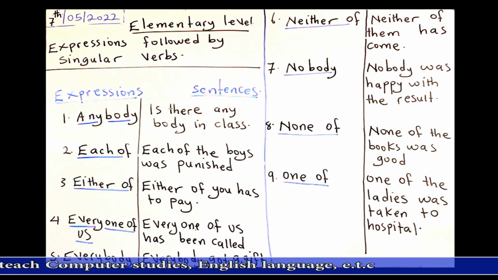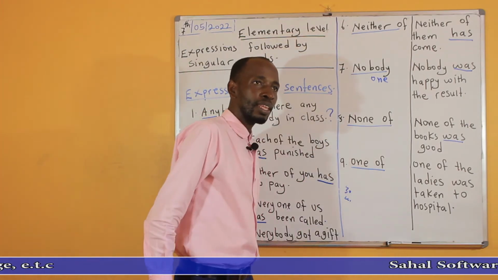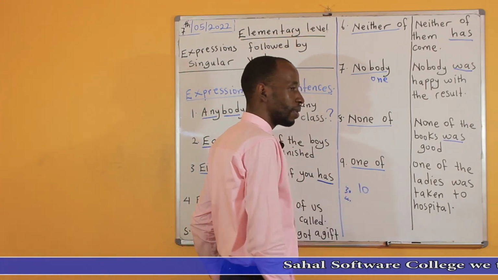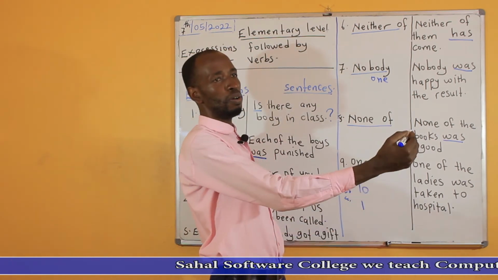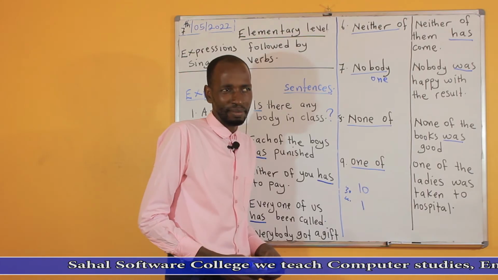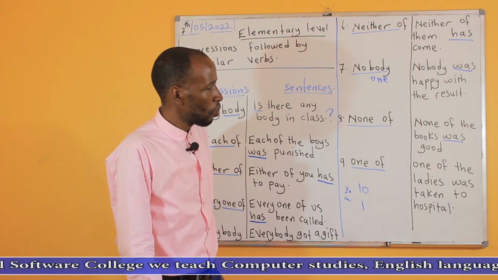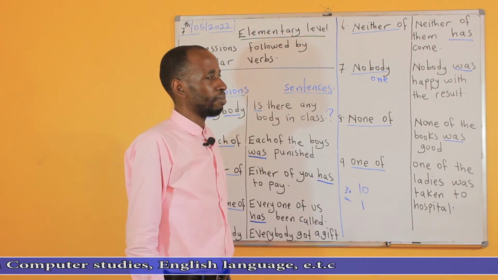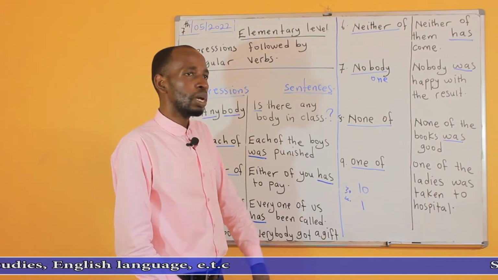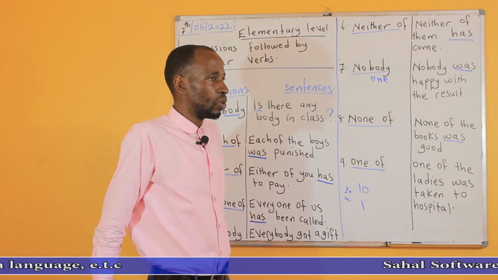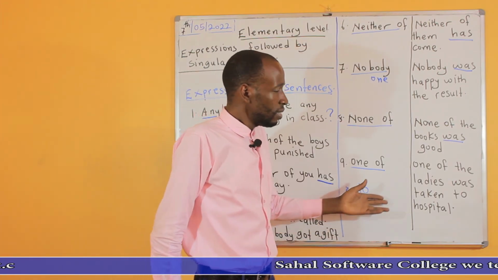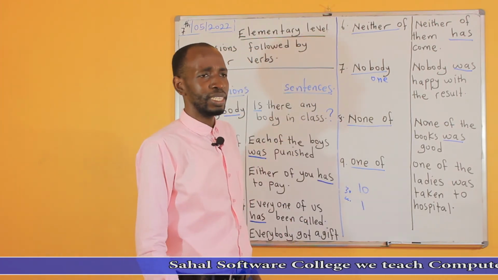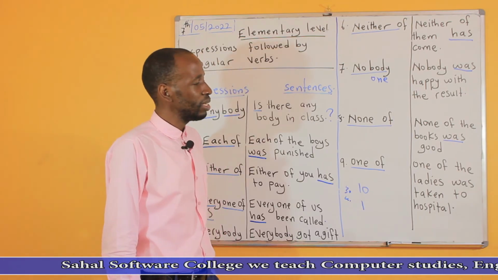One of. Yes, one of, tell us. One of the ladies was taken to the hospital. When you mention one, there were like 10 ladies, but you are talking about only one. One of us. One of them. One of you. You come. Say, all of us, no, one of you can come. It's okay. You are talking about only one, not many, not all of you. If I want all of you, I can say all of you come. But if I say one of you come, it means I'm talking about one.